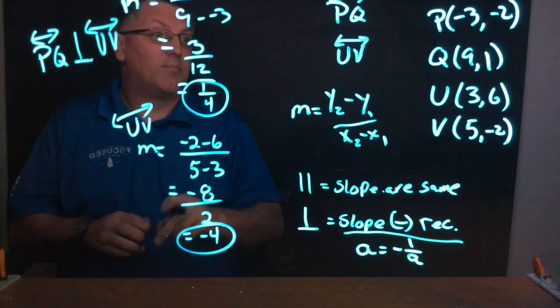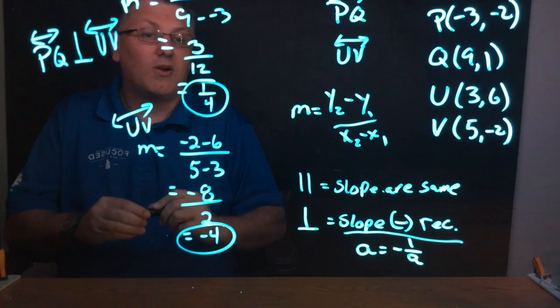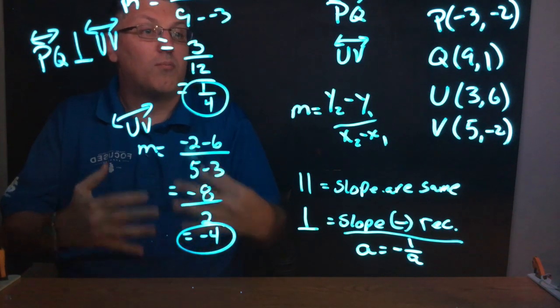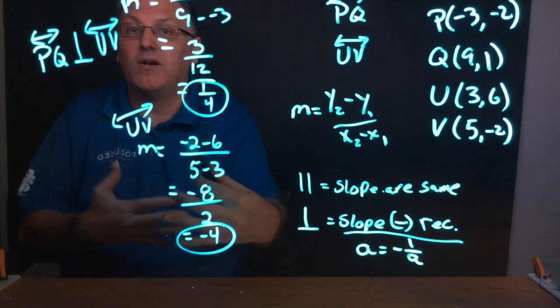Now you have 3 other examples of this to work out. I also want you to find the equation of the line, but it's more important that you understand how to find if the line is parallel or perpendicular.